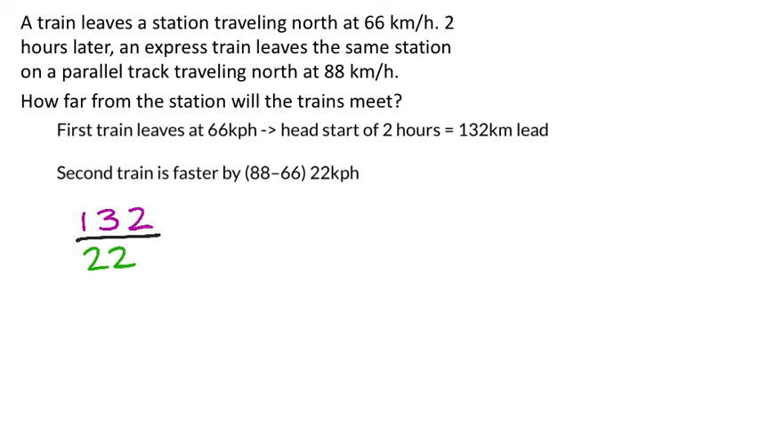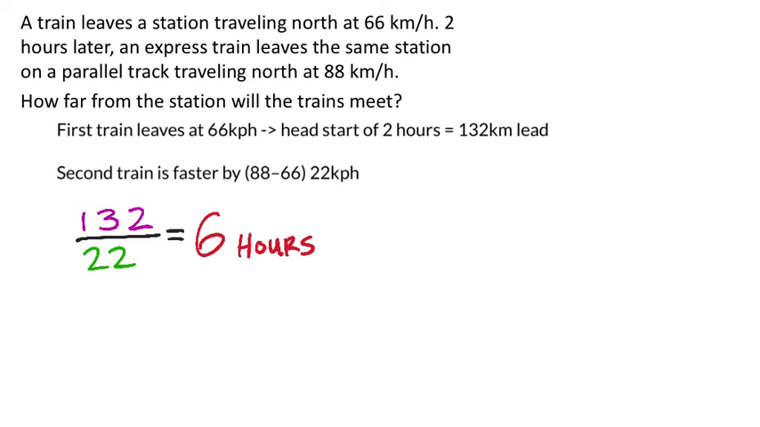Remember, division is finding out how many of something goes into another thing. And I want to know how many 22s there are in the 132. That means it's going to take 6 hours for the two trains to meet. But again, it's not asking how many hours it's going to take. It's asking how far from the train station they will be. So I'm going to base this off the second train, just because it starts at the train station. It travels for the 6 hours directly, and then it meets the first train.